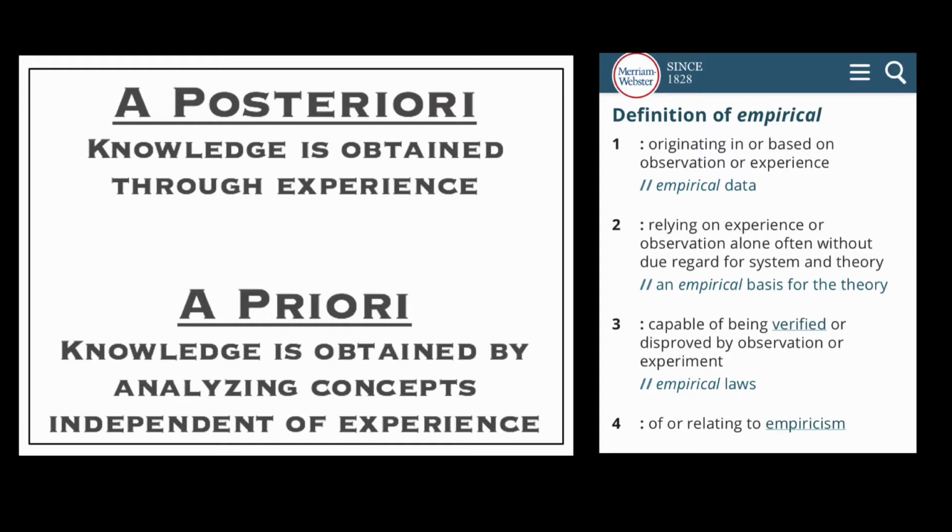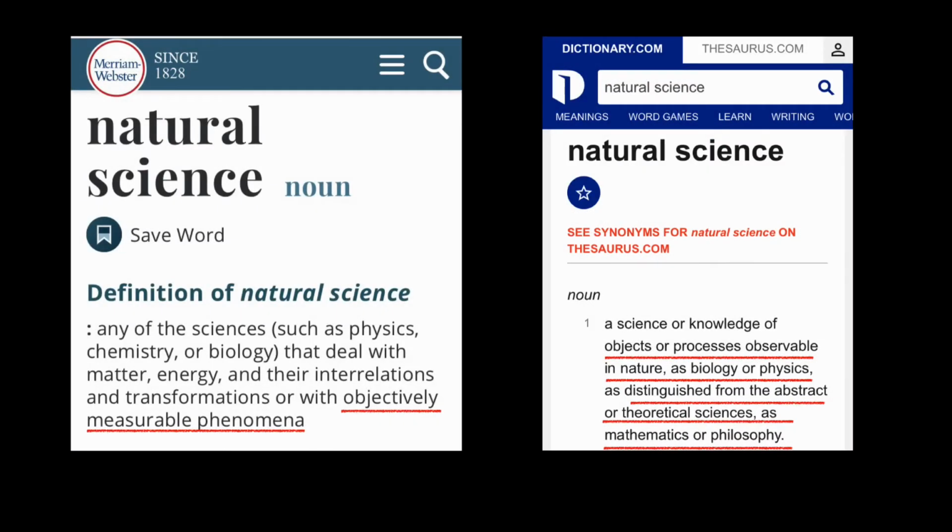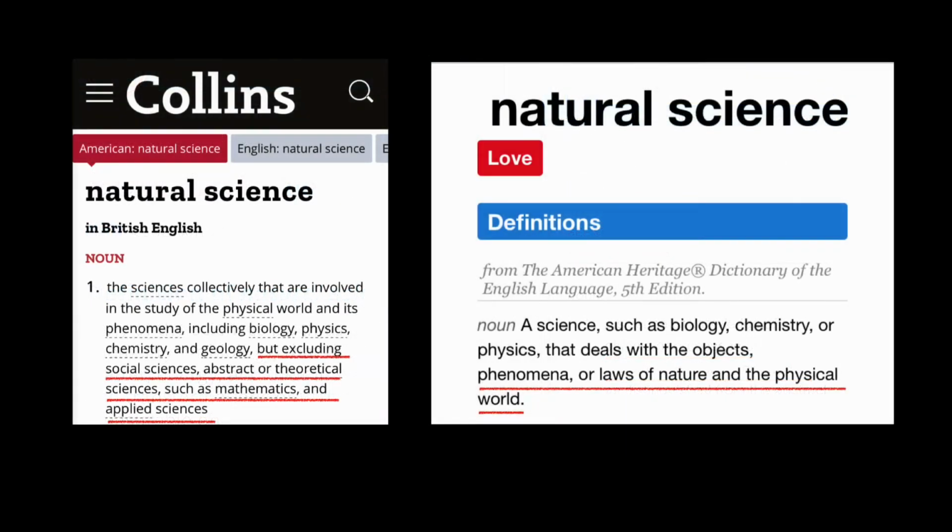We're going to go into another field here called natural science. Definition: any of the sciences such as physics, chemistry, and biology that deal with matter, energy, and their interrelations and transformations, or with objectively measurable phenomena. A science or knowledge of objects or processes observable in nature, as biology and physics, as distinguished from the abstract theoretical sciences as mathematics or philosophy. You see the abstract version there.